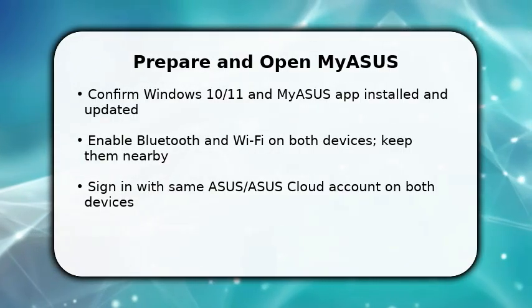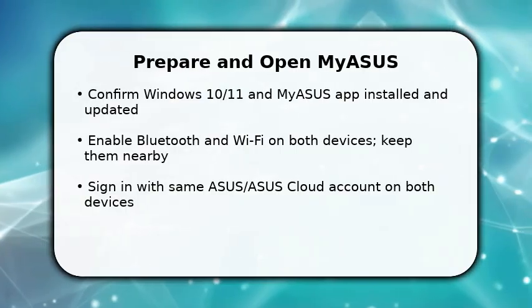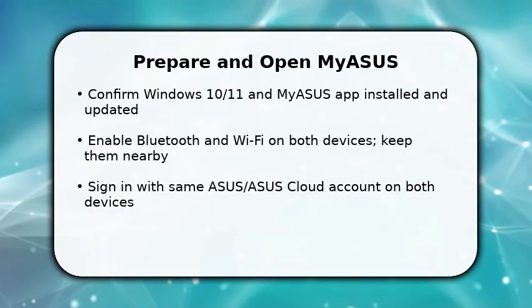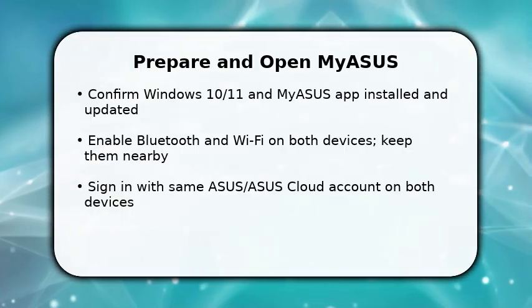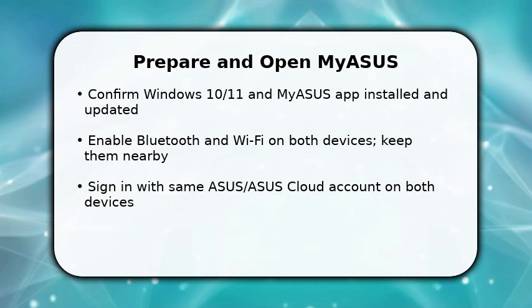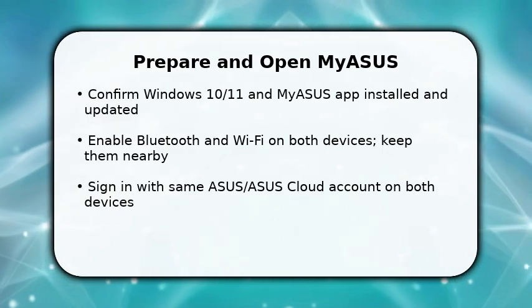Once done, open MyASUS on the PC and tap Link to MyASUS on the phone. This initiates discovery and prepares both devices to pair securely and exchange service capabilities.